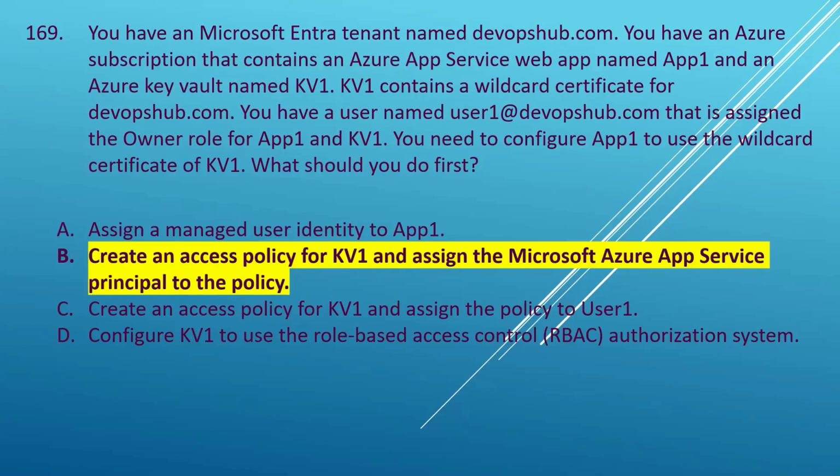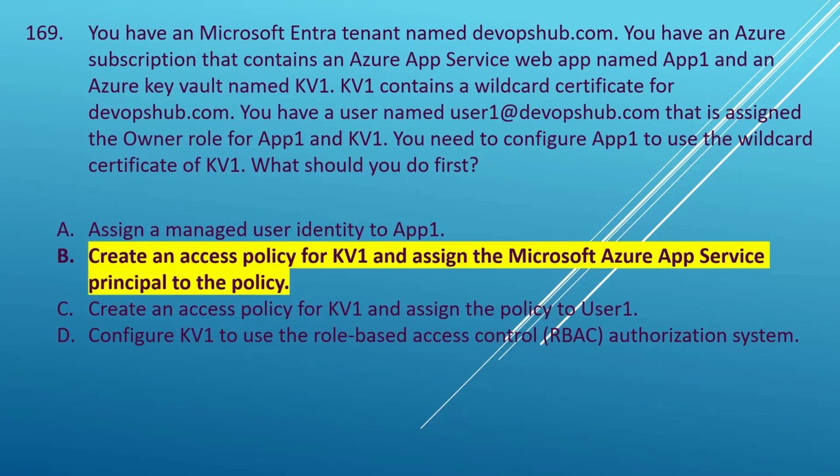Access policies define who can perform certain operations on Key Vault, secrets, keys, and certificates. In this case, you want to grant access to App1. You then assign the policy to the Microsoft Azure App Service principal. After creating the access policy, you should assign it to the Azure App Service principal, not user1. This allows App1 to use the certificate stored in KV1.